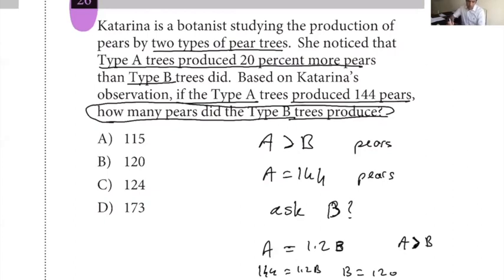So you will notice that you can cross out D because that's more than 144, right? And then you just have to choose between these 3. So that's how you plug it in.